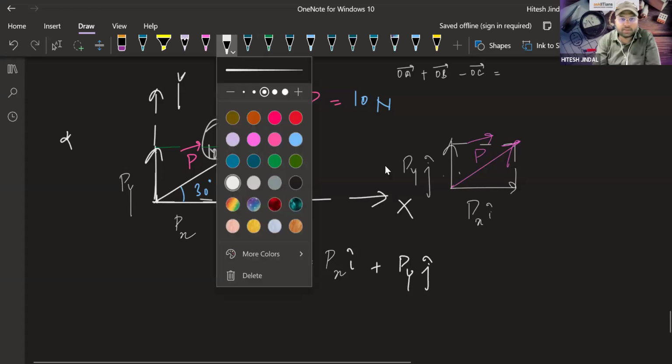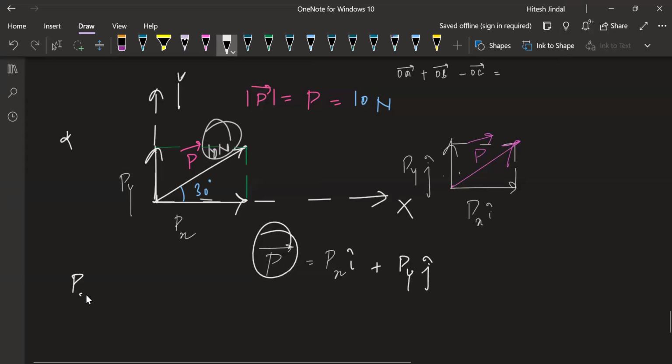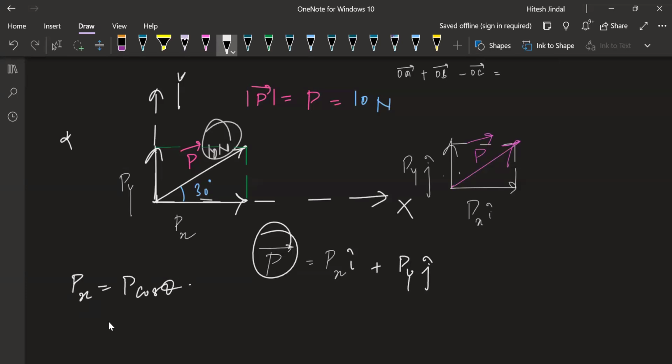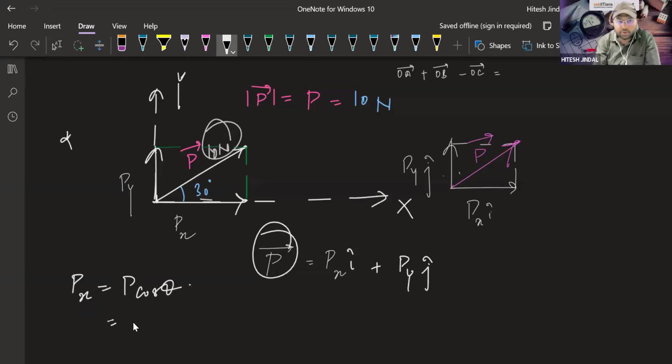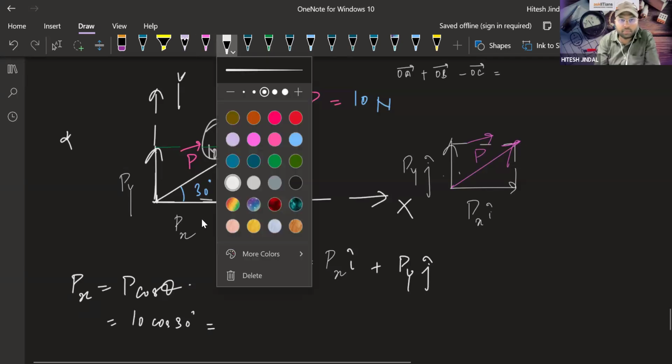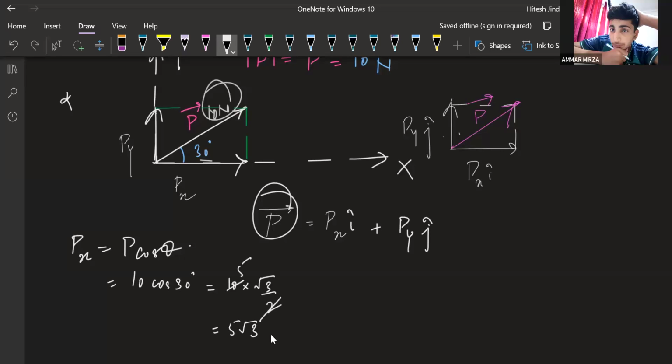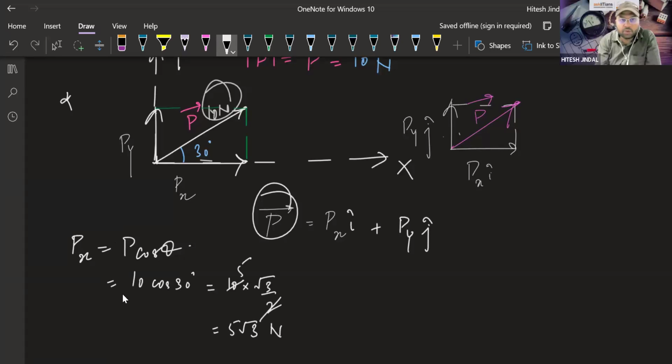You tell me, what is the formula for Px? Px means the x component of this, so it is P cos theta, right? And P is given as 10. So 10 into cos 30 degrees. What is cos 30 degrees? Root 3 by 2. So it is 10 into root 3 by 2, which is 5 root 3. So Px is 5 root 3 Newton, because P is in Newton, right?